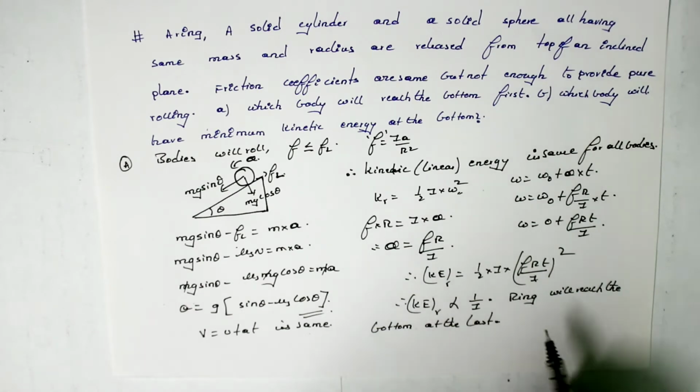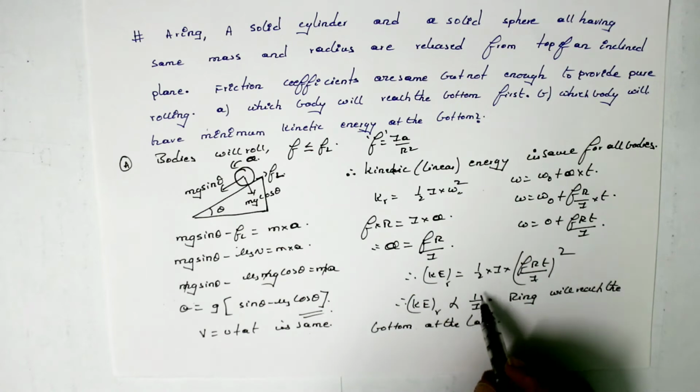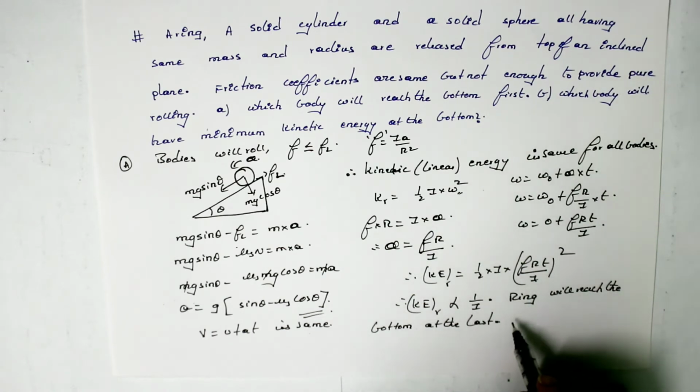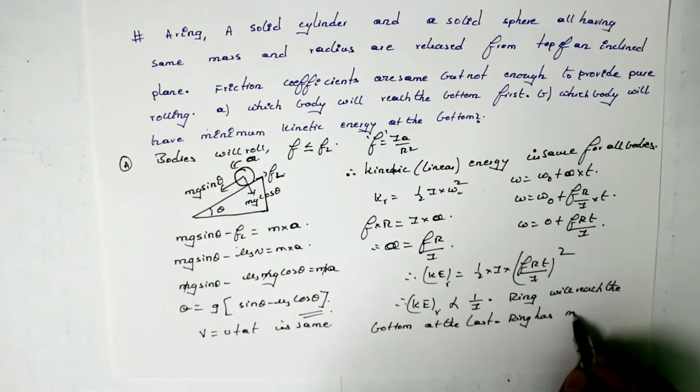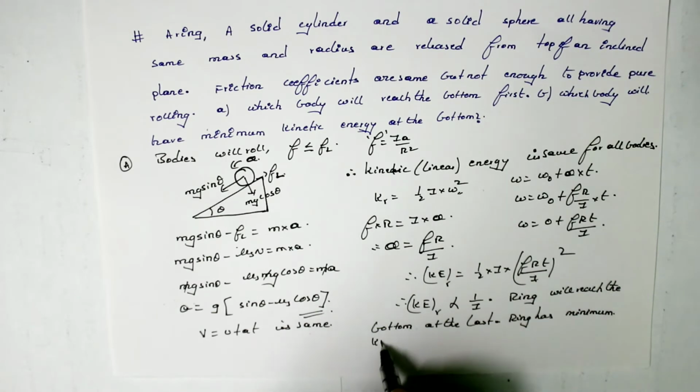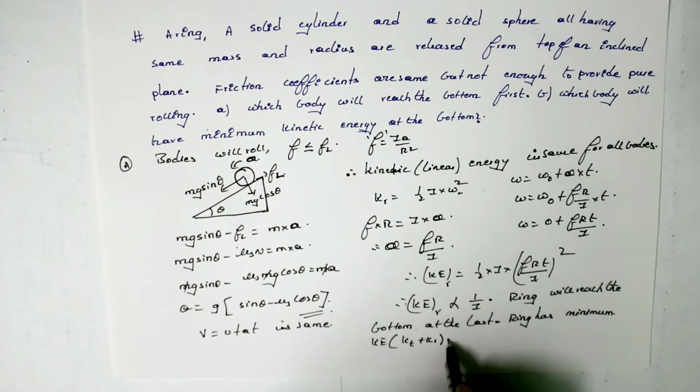And also, as rotational kinetic energy is inversely proportional to I, the ring has minimum kinetic energy. Kinetic energy means the sum of translational kinetic energy and rotational kinetic energy. Translational kinetic energy for every body is the same, but rotational kinetic energy of the ring is the minimum. So therefore the ring will have the minimum total kinetic energy.